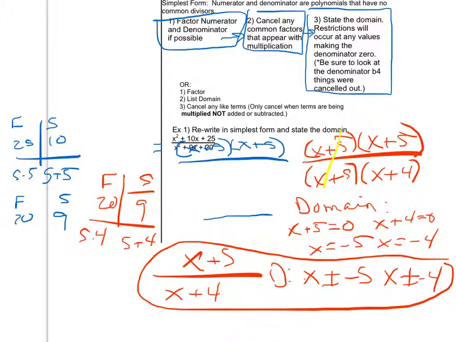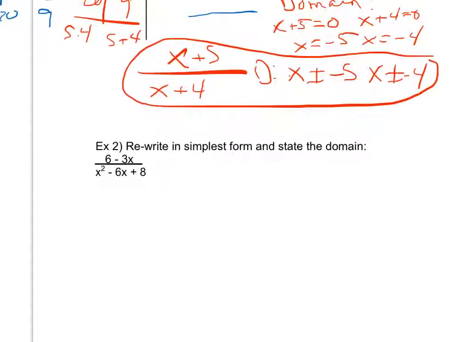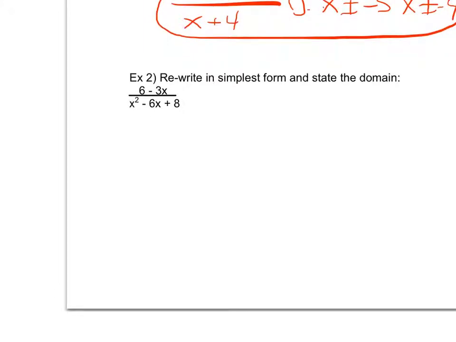So again, very similar to some stuff we've already looked at. So let's now look at the second example. Doing the same for the second example, remember we have learned multiple ways to factor. So right away I see on top I have a GCF of 3, so I'm going to take that 3 out and I'm left with 2 minus x.